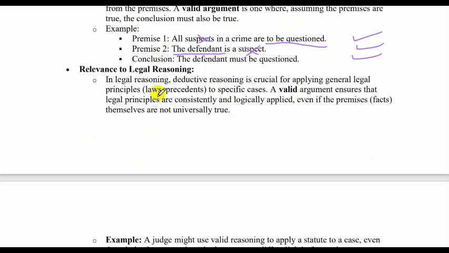Relevance to legal reasoning. In legal reasoning, deductive reasoning is crucial for applying general legal principles, laws and precedents to specific cases. A valid argument ensures that legal principles are consistently and logically applied, even if the premises or the facts themselves are not universally true. I'll explain what is universal and what is particular. So when we use a statement with "all", it is universal. There are four ways in which the propositions are divided: A, E, I, O.